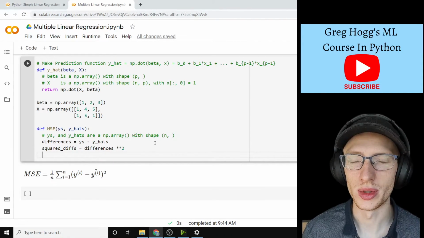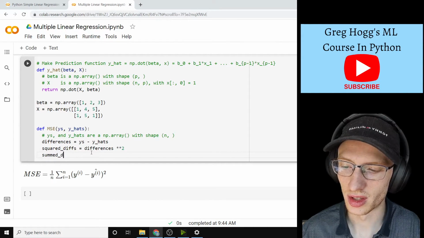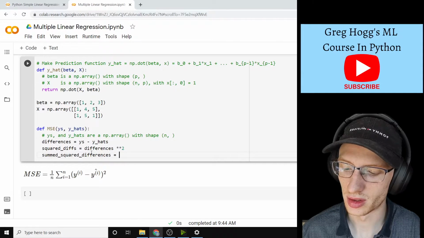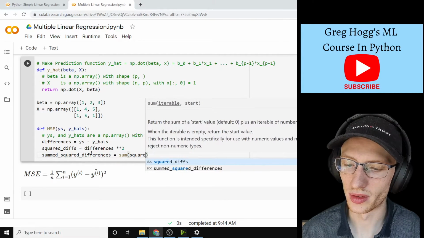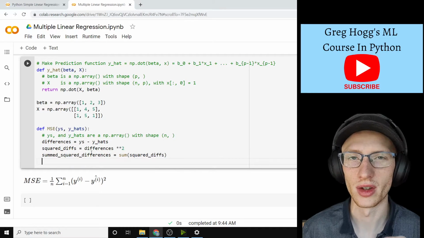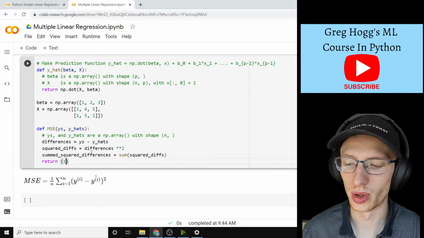So now what do we need to do? We need to sum those values. So we can do summed squared differences is equal to the sum. We can do a sum of a vector like this, of squared differences. Okay, so now we have all of those values summed, and then all we need to do is return this divided by n, or 1 over n times that.